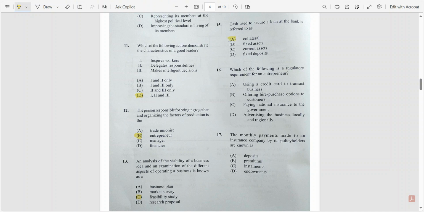Which of the following is a regulatory requirement for an entrepreneur? Using a credit card to transact business, offering hire purchase options to customers, paying national insurance to governments, or advertising the business locally and regionally. And the answer is C. The monthly payments made to an insurance company by its policyholders are known as, and the answer is B, premiums.